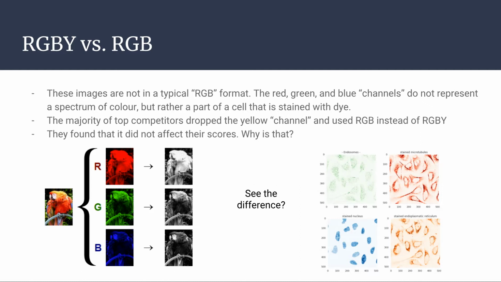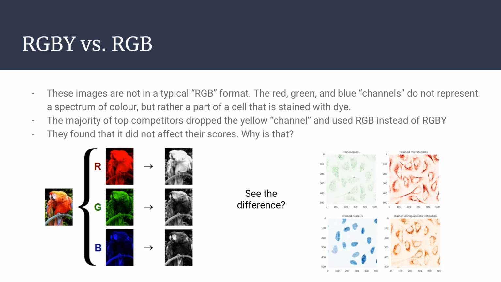So if you have a pixel which has a non-zero value for red and green, then that might mean that it's orange or something like that. But in this competition, if you had both red and green on the same pixel, the only thing that would mean would be that you had both microtubules and the target protein in roughly the same place in the cell. So the interpretation of the actual channels is significantly different in this case.